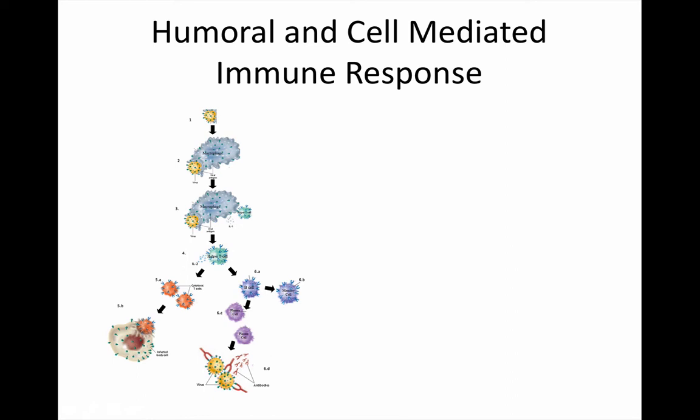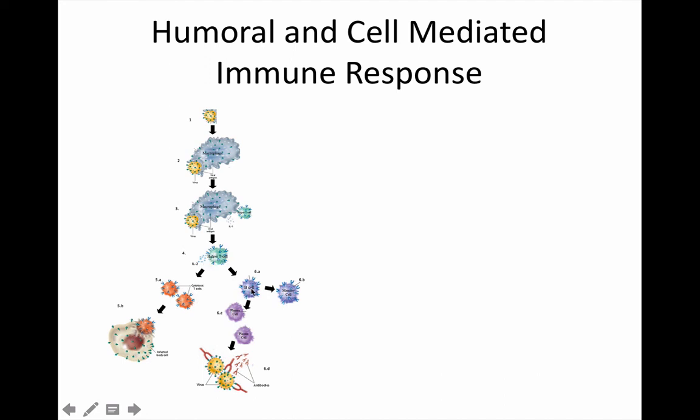Now, when we look at these steps, so here's the steps here. Pathogen enters, macrophage eats it, presents it on the MHCs. The helper T cells bind, release interleukin, activates other helper T cells. Other helper T cells activate cytotoxic T cells. Cytotoxic T cells hunt the body and destroy infected cells.